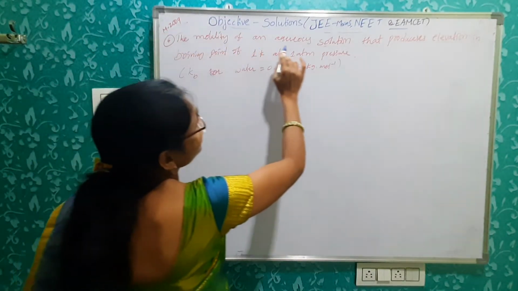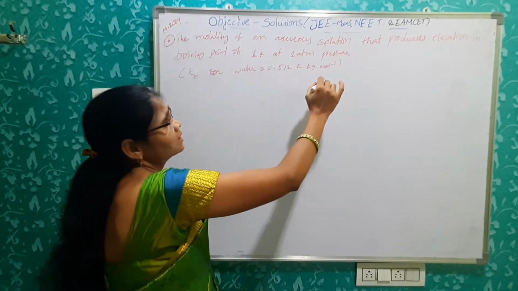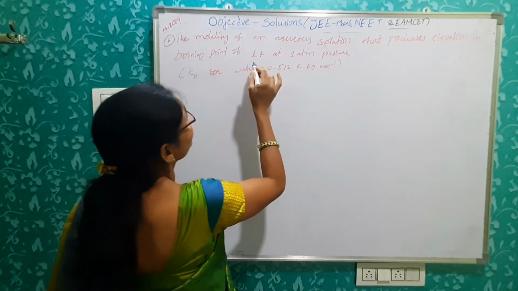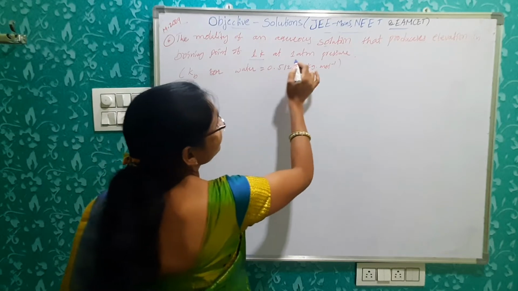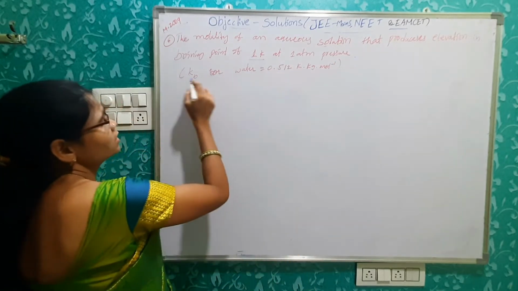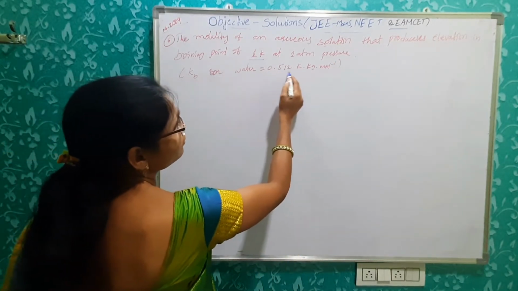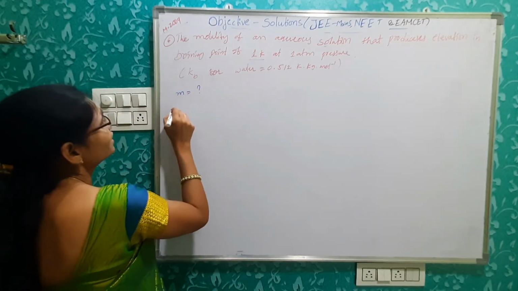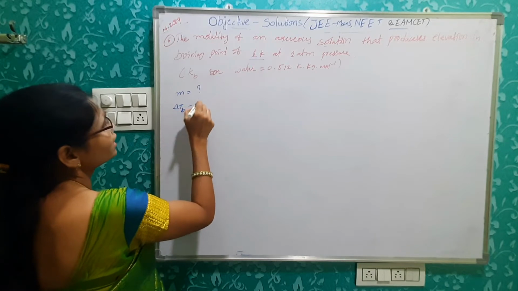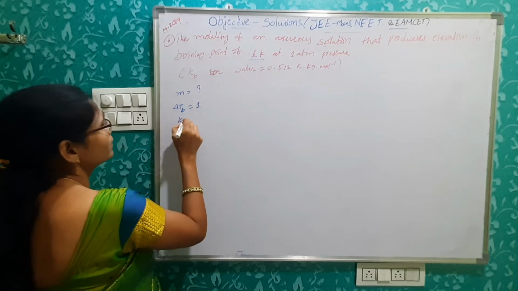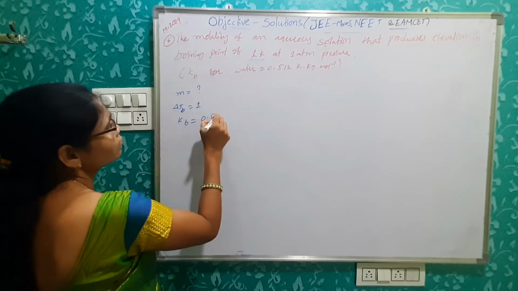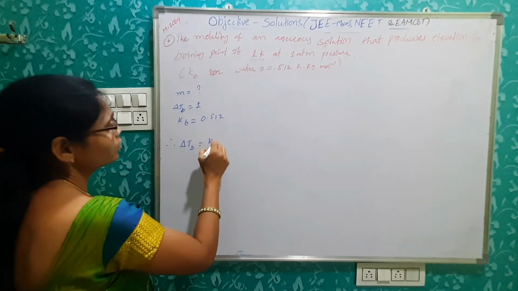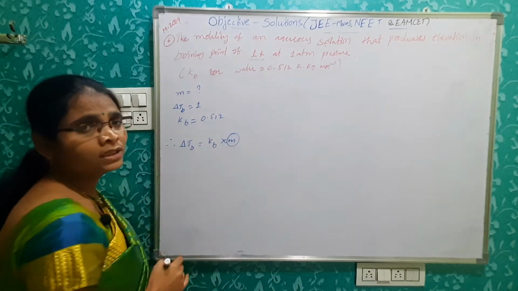The molality of an aqueous solution that produces elevation in boiling point of 1 Kelvin at 1 atmosphere. So Kb is for water 0.512. We have to calculate molality. Delta Tb is given as 1 Kelvin. Now Kb is given as 0.512. What is the relation? Delta Tb is equal to Kb into m. Now you have to calculate m.